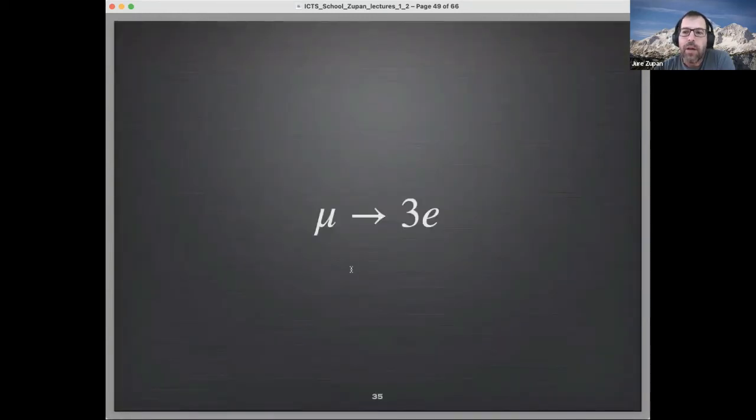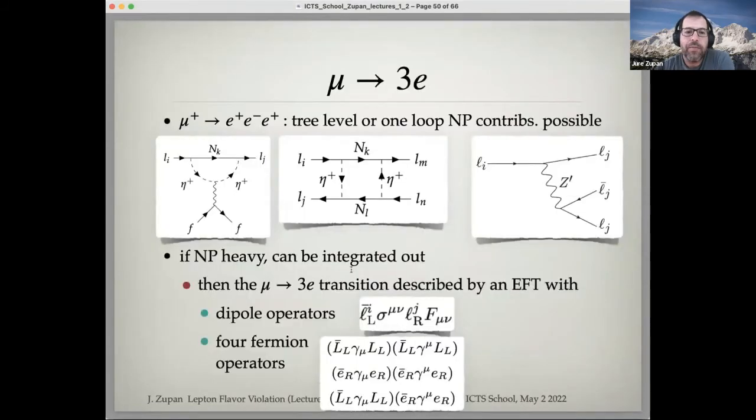All right, so mu to 3e. So mu to 3e is different from the mu to e gamma in the following way. Clearly now I start with a muon, and then I have three charged particles. So experimentally, it will be a different thing to measure. But also the new physics that generates it enters in a slightly different way. So there are two types of contributions that are possible.